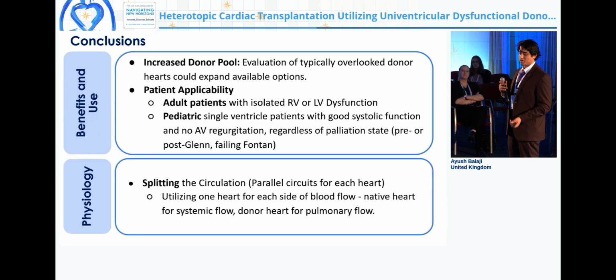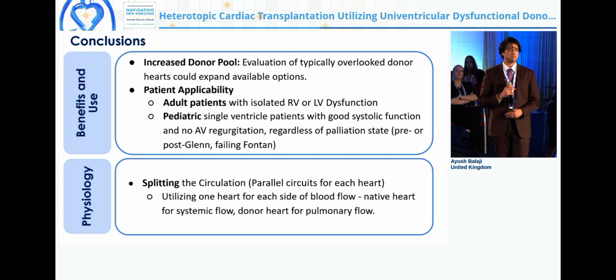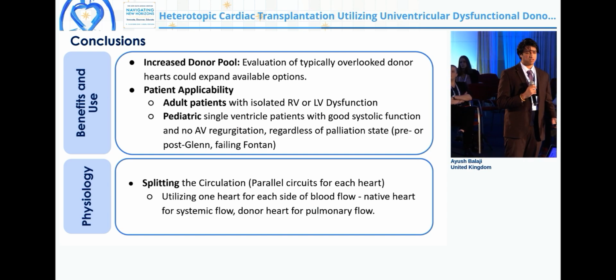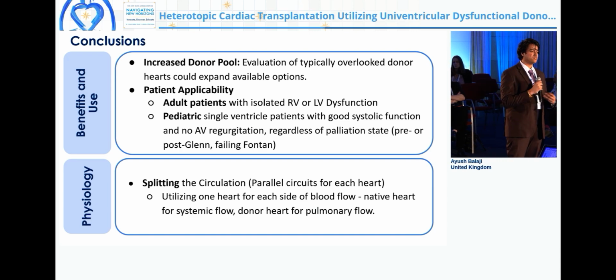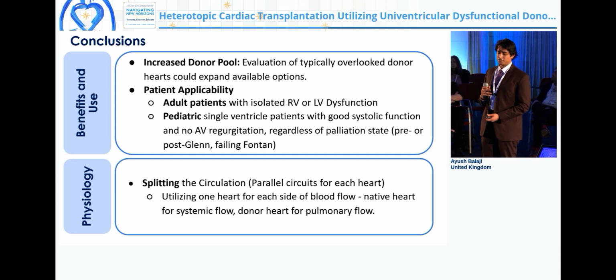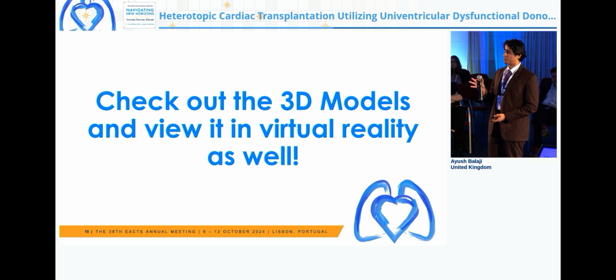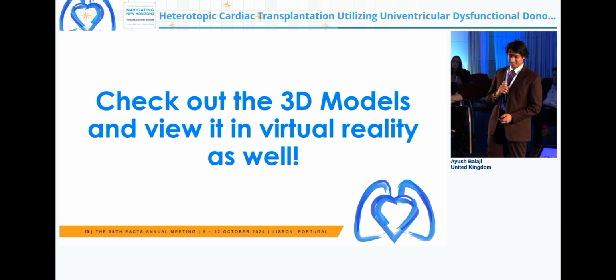In conclusion, by splitting the circulations, we can use hearts that were deemed unsuitable for standard orthotopic transplantation to support biventricular flow in patients who would not have been candidates for transplant in the first place. And in terms of the pediatric population, we hope that this can be an alternative to the passive flow Fontan procedure. You can check out some of our 3D printed models as well as a virtual reality rendering of the heterotopic transplantation after the session if you would like. We have them here. Thank you very much.